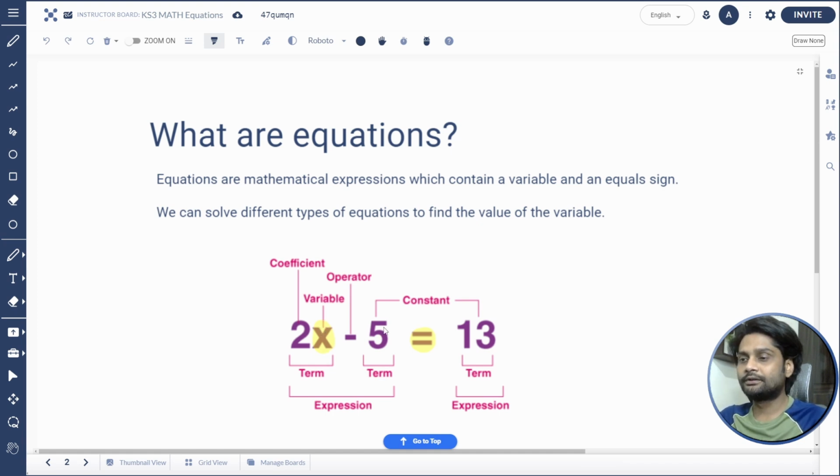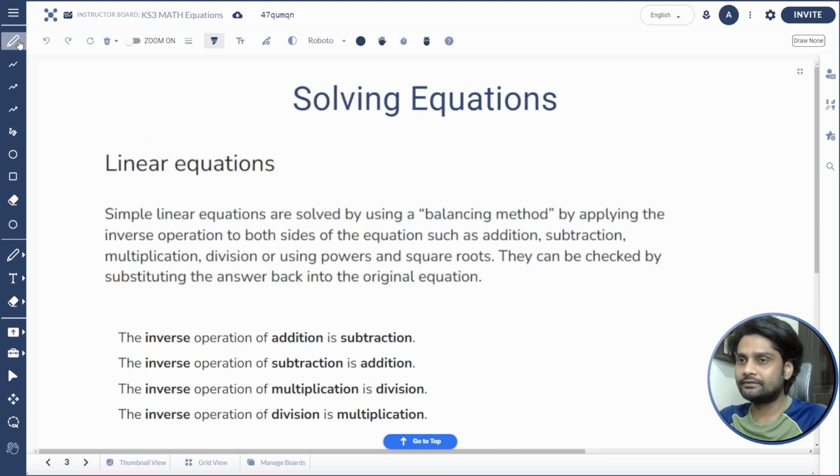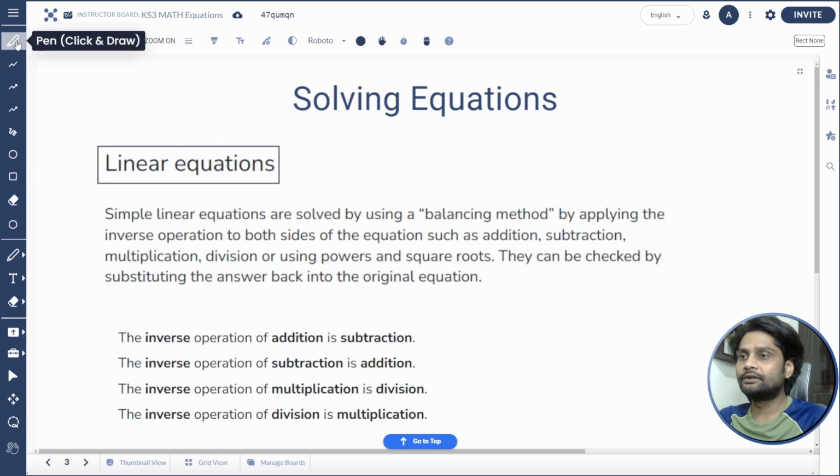We also have certain constants, operators, as well as coefficients. You must know that a coefficient is the kind of multiple of the variable. So, how do we solve these equations? First of all, students, we have the simplest form of equations, called linear equations. We do have different types of equations, but at the beginning we're going to deal with linear equations.